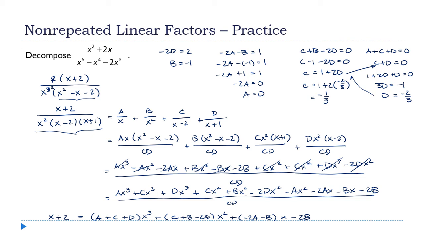Now I can write my answer. And I'm hugely out of room, so I'm just going to squeeze it in here in the middle. A is 0, so that term just goes away. So this is minus 1 over x squared minus c is negative 1/3, right? So minus 1 over 3 times x minus 2 minus 2 over 3 times x plus 1. And that, right in the middle of everything, that is my final answer.